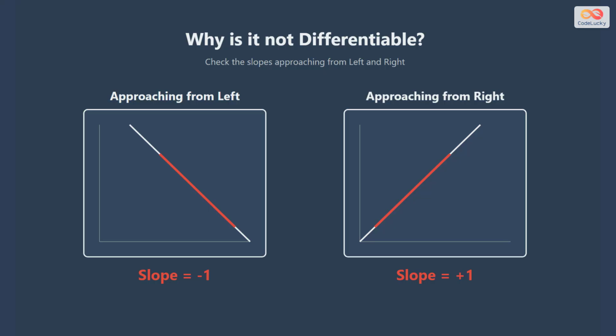Why does this sharp corner break differentiability? Let's look at the slopes. If we approach 0 from the left, the slope is -1. If we approach from the right, the slope is +1. Because these two slopes do not match, the derivative at 0 is undefined. We cannot draw a single unique tangent line here.